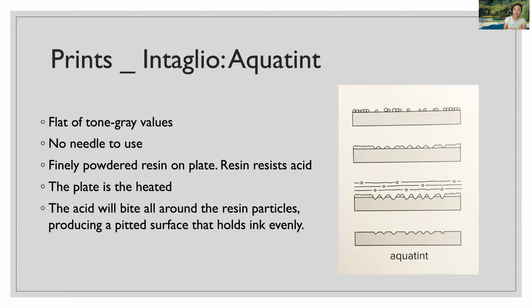So the resin resists acid. When the plate is immersed in acid, the acid will bite all around the resin particles, producing a pitted surface that holds ink evenly. And the artist blocks the non-printing area with the ground and a brush and dips the entire plate into the acid bath. Like this, the third one is in the acid bath. And the ground is removed, like this, the last one. And the plate is inked and printed.